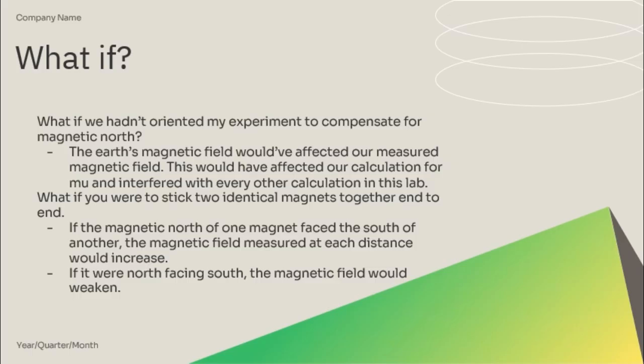And what if we were to stick two identical magnets together end to end? Well, that depends on if we're facing north and south versus north and north. If we're facing the magnetic north of one magnet to the south of another, the magnetic field at each distance would increase, and if you were to do the opposite, the magnetic field would weaken.